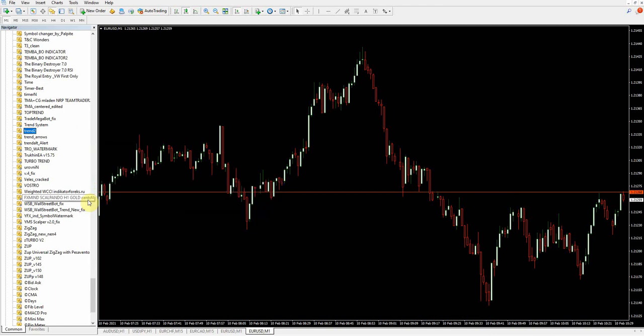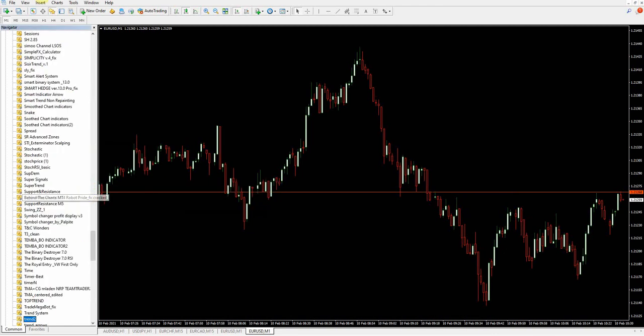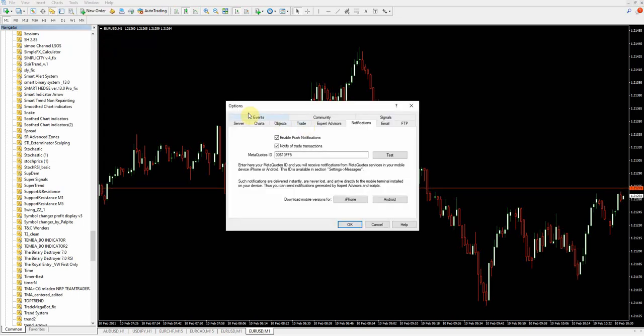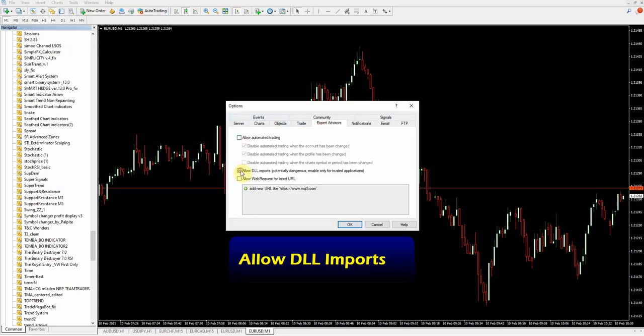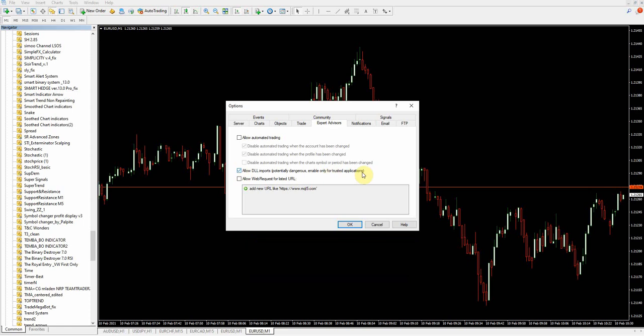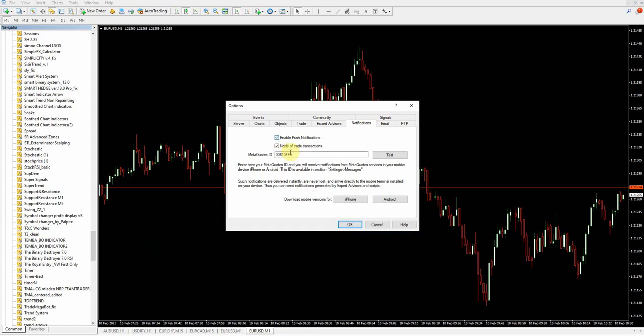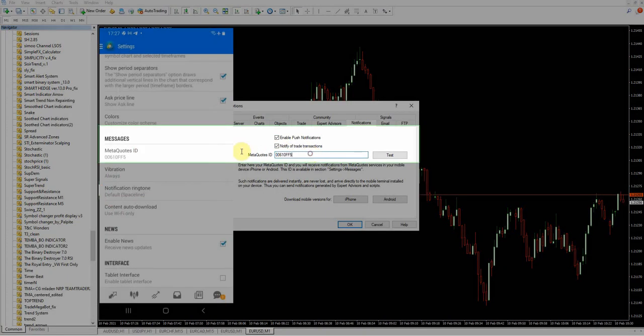Now refresh the chart. One last thing you need to do before running the talking robot. Click on Tools, click on Options, go to Expert Advisors and make sure you tick the box to allow DLL imports. Once you have done that, go to Notifications and make sure you tick the box to enable push notifications. Type in your MetaQuotes ID to get the notifications on your smartphone. You get the MetaQuotes ID on your MetaTrader 4 smartphone app.